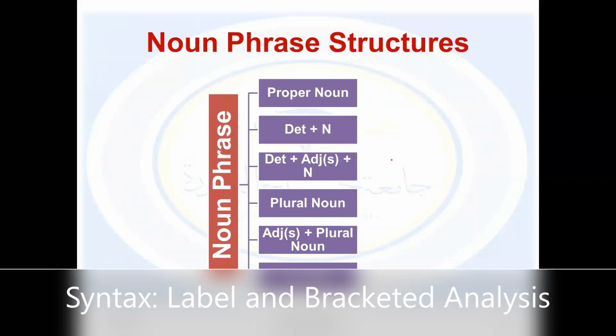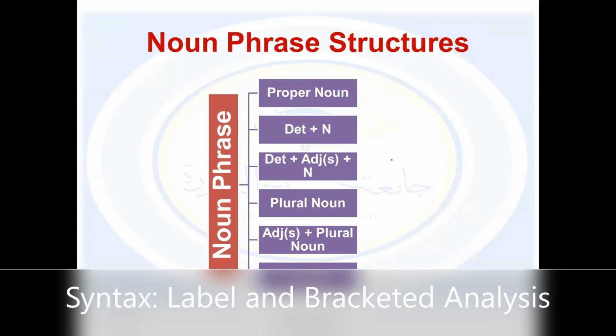So, for example, in case of one adjective, the brown fox. Brown fox. The brown fox. That is determiner. Brown is adjective and fox is what? Noun. In case we want to use more than one adjective, we can say the quick brown fox.